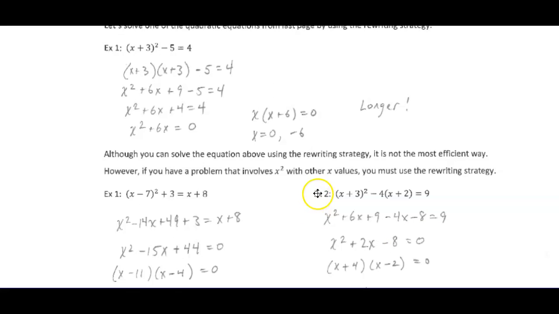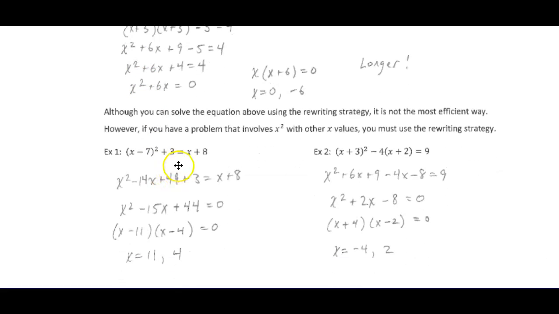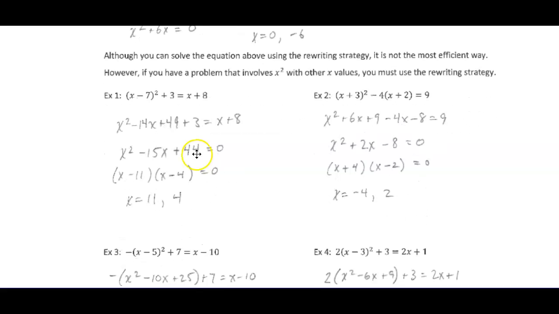So backing up to this previous one, in example 1, I only had a single instance of x in that squaring. So I was able to isolate it and solve it on the previous page. And I recommend that. But if you have multiple x's, one inside a square and one outside, you really don't have a choice. You must rewrite it and resolve it.